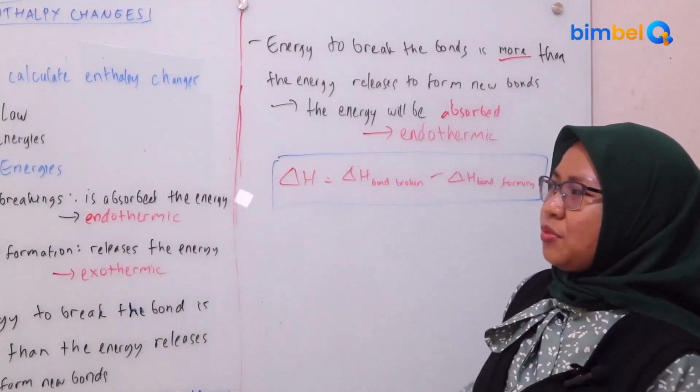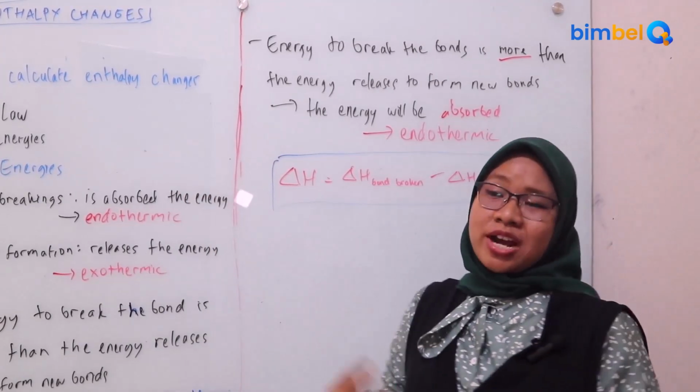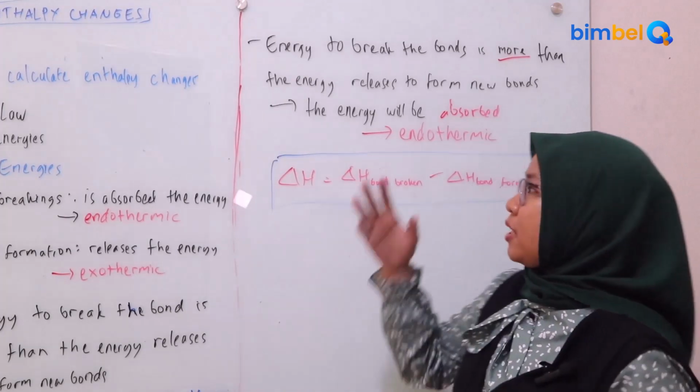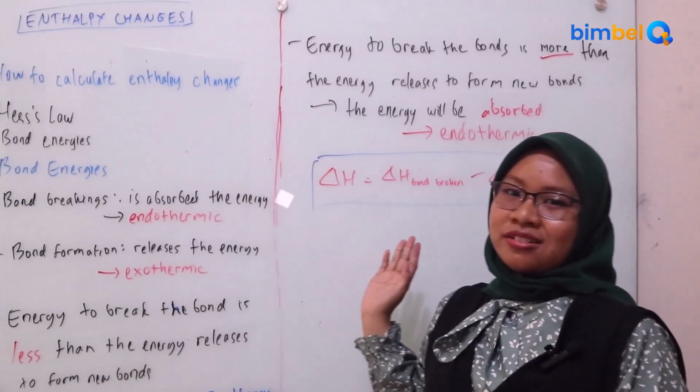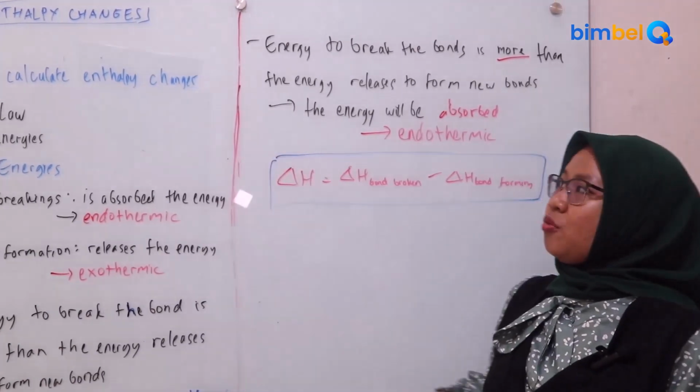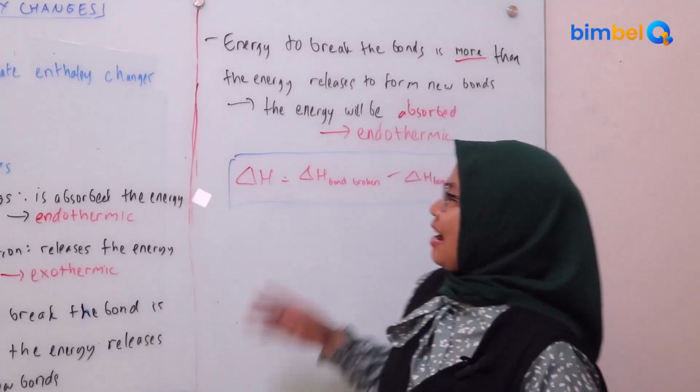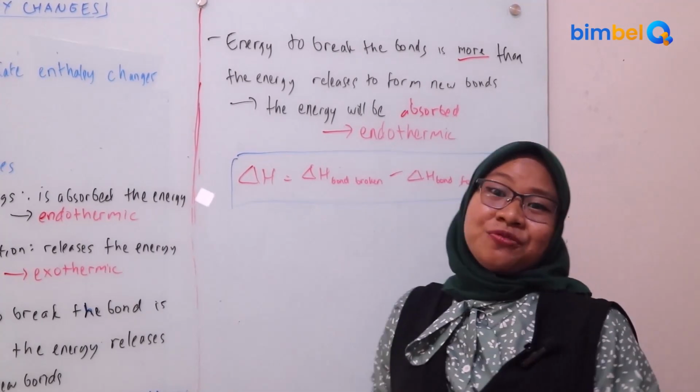So today we've discussed endothermic and exothermic reactions, enthalpy and enthalpy changes, the types of enthalpy, and also how to calculate the enthalpy changes. So it's all about the topic of enthalpy changes. And this is the end of the discussion for today.